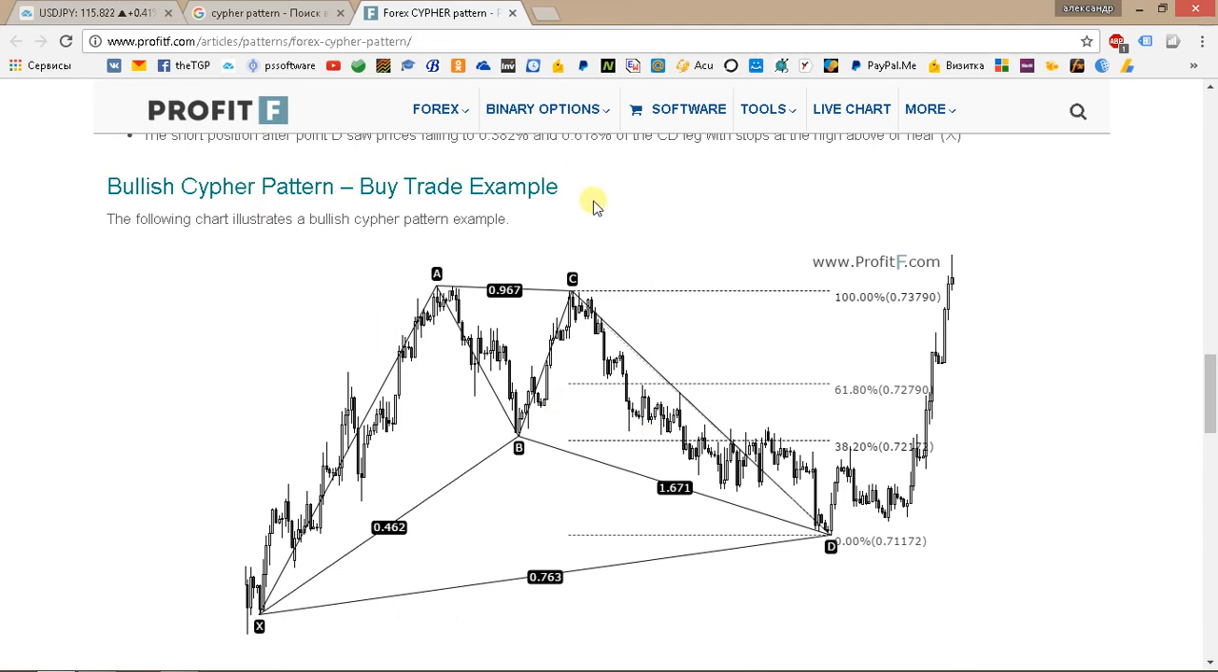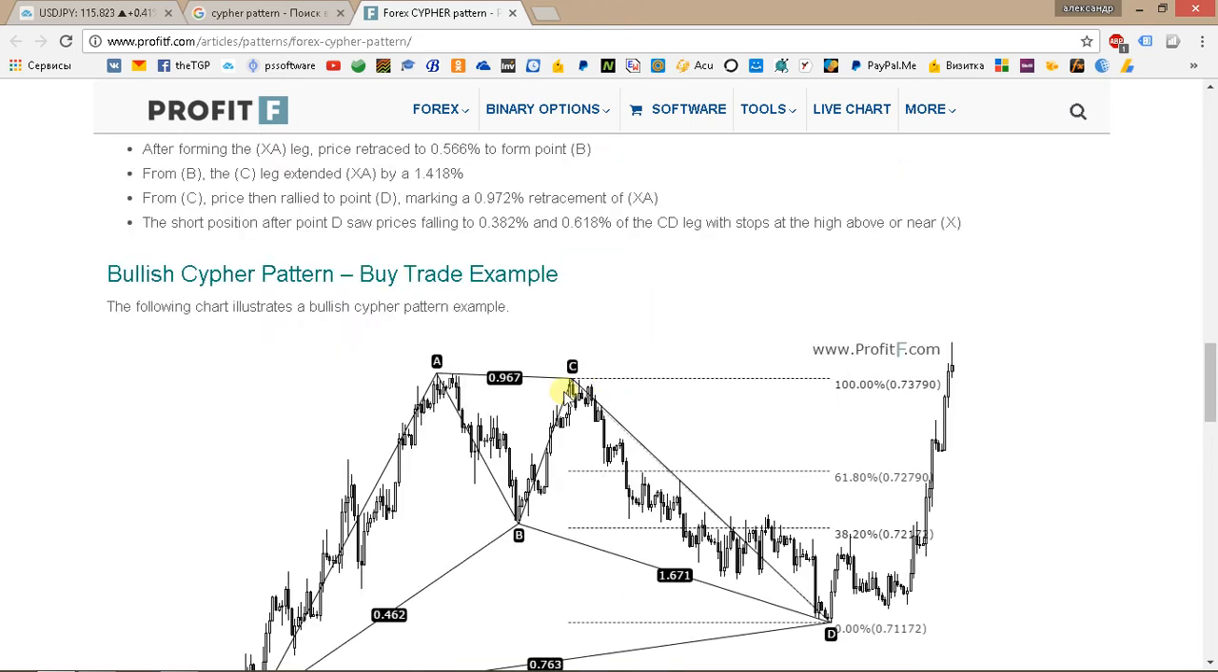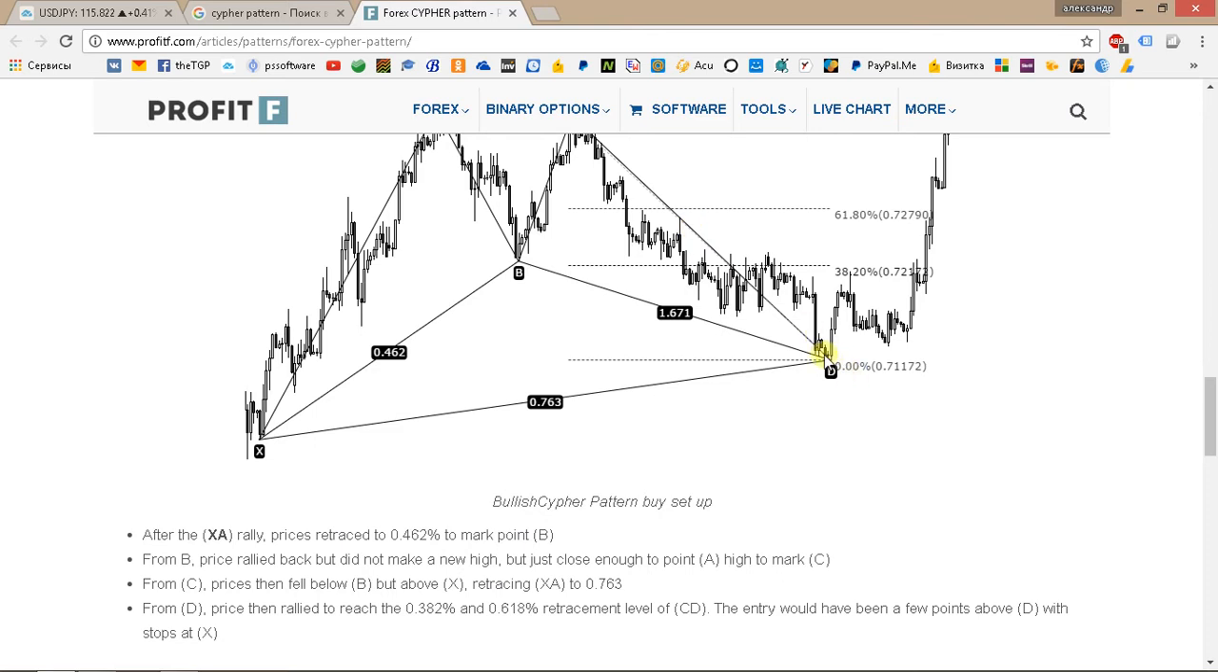Bullish cipher pattern buy trade example. What is it? It's not a cipher at all. Okay, the B point is okay, but the C point, it's not an extension. It should go past A. It's not an extension. And the D point is 763.